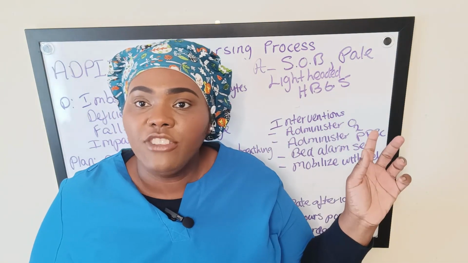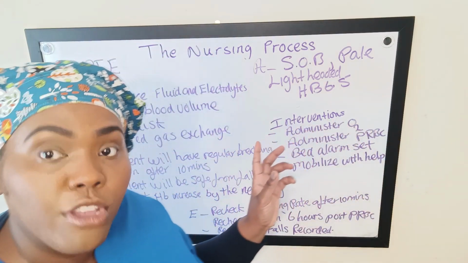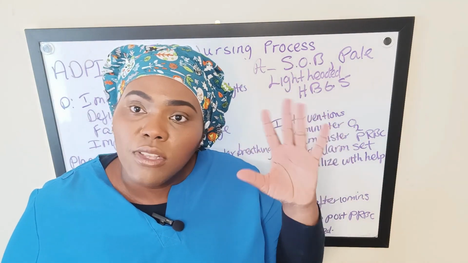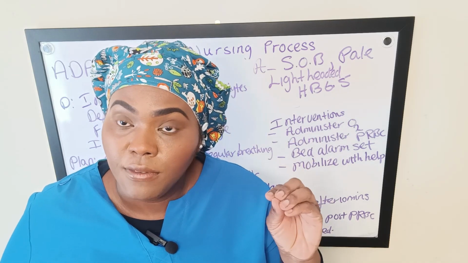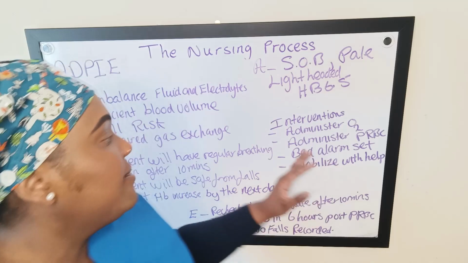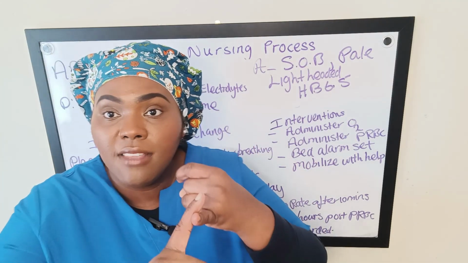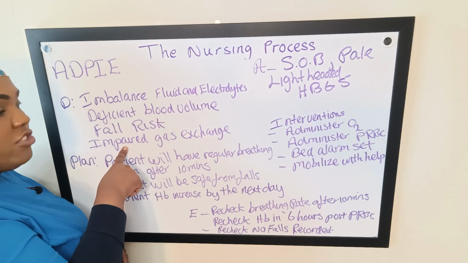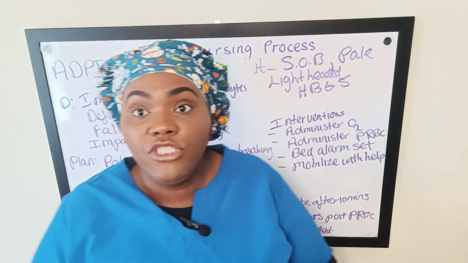What are our interventions that we're going to implement, that we're going to carry out? Don't let the big words confuse you. I'll repeat myself. Nursing is very simple, okay? Interventions. 1, administer oxygen. Why? Because our patient has impaired gas exchange. So we have to give them oxygen.